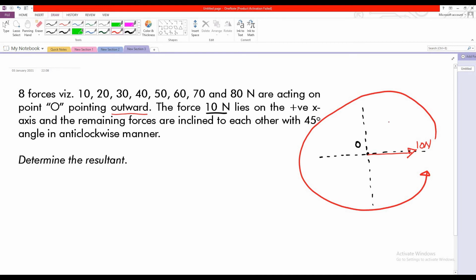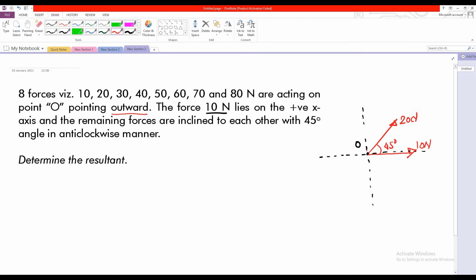Therefore, let's draw force 20 Newton and how much angle that makes? 45-degree. Alright, then comes the 30 Newton force. It will be over here and its angle with 20 Newton is going to be 45. Then this is 30 Newton. Then comes the 40 Newton force, and this 40 Newton force will be having an inclination of 45-degree with this 30 Newton force.